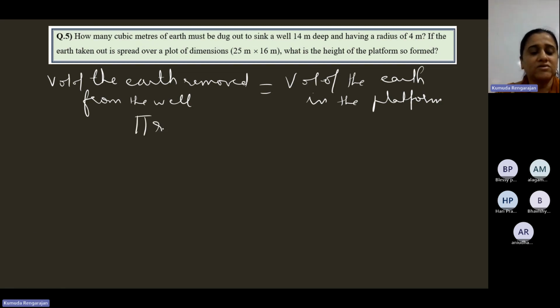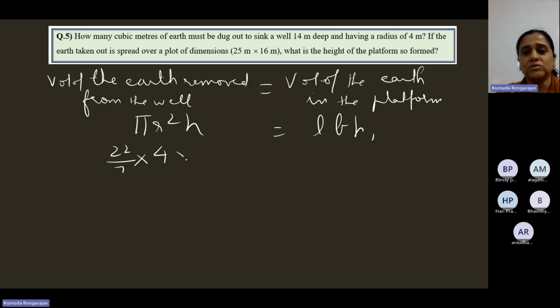So pi r square h is equal to LBH1. So 22 by 7 into 4 into 4, because it is r square. So 4 into 4 into h, 14 is equal to 25. Now, are the units the same, children? Yeah. 14 meters, 4 meters, 25 meters, 16 meters.